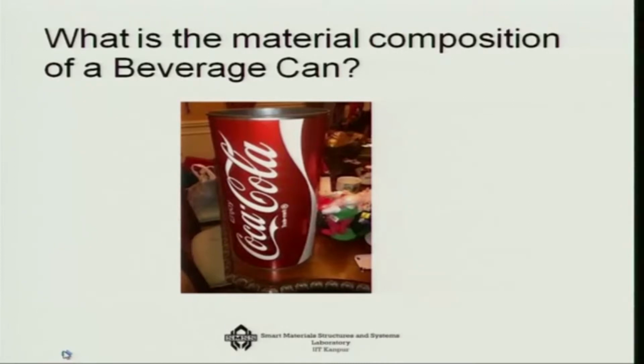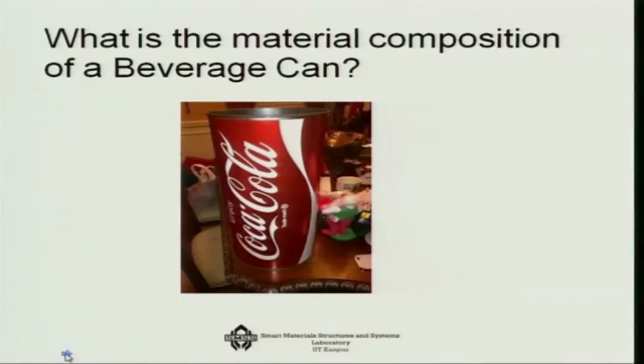Before starting that, I would like to ask you a question: what is the material composition of this beverage can? Let us say this is a Coke can. You can guess what the various possible materials are. One thing you would notice once you finish a beverage can is that it becomes quite light. So it is metallic, but a very light material. That is the clue.